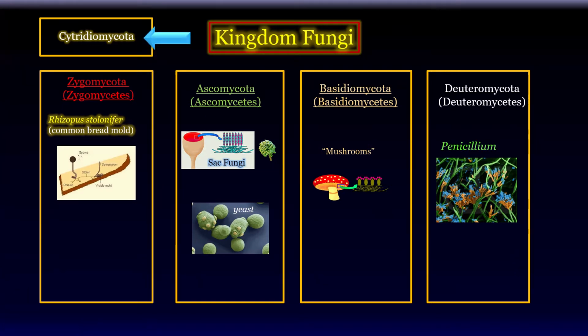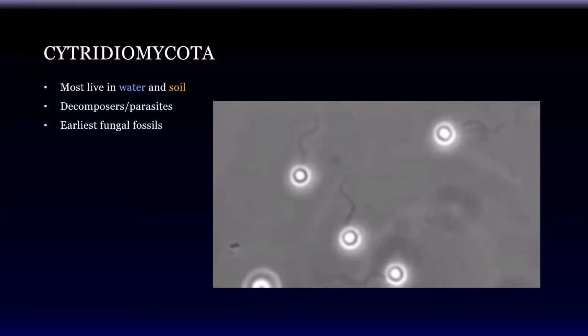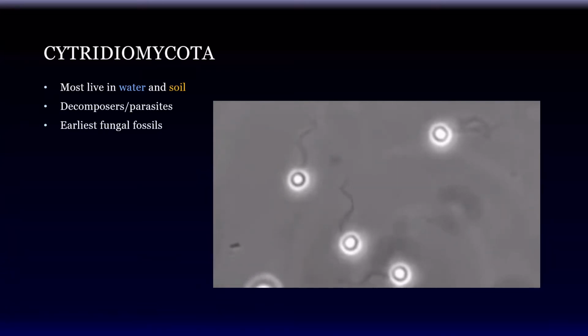If you recall, I suggested before that this was a new classification, and these were formerly thought to be protists, but they have greater similarity apparently to the fungi kingdom than the protists, so they are now classified as fungi. Most of these live apparently in water and soil and function as decomposers and parasites. And these are the earliest known fungal fossils.